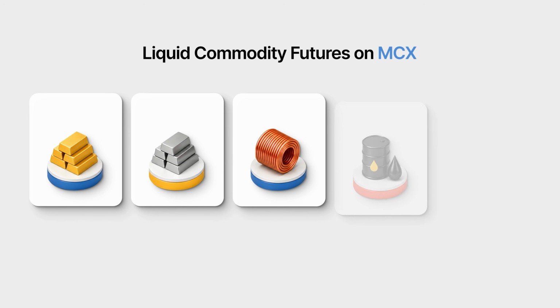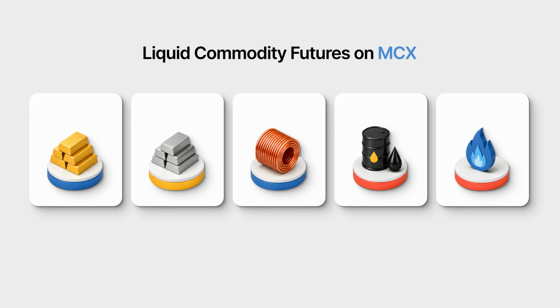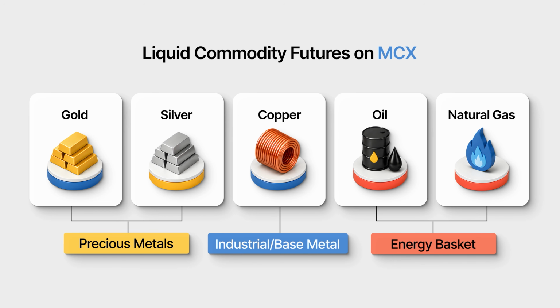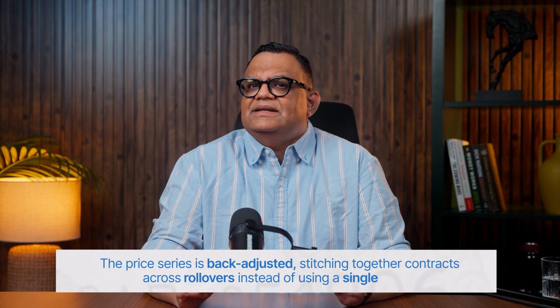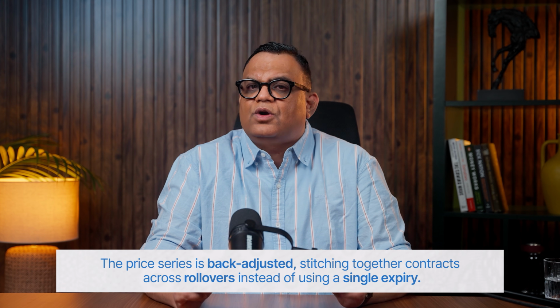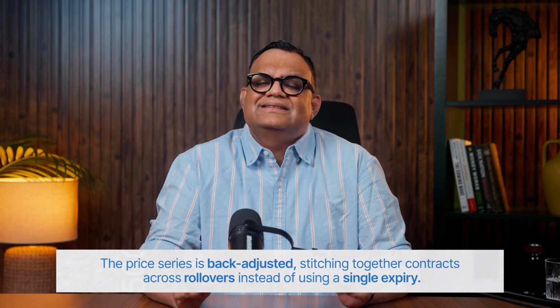So here's exactly what I did. I took 5 most liquid commodity futures on MCX. Gold, silver, copper, crude oil and natural gas. 2 precious metals, 1 industrial metal or base metal, and 2 from the energy basket. All futures. The price series is back adjusted, meaning a continuous series stitched together across rollovers rather than a single expiry. The backtest period is 11 years.